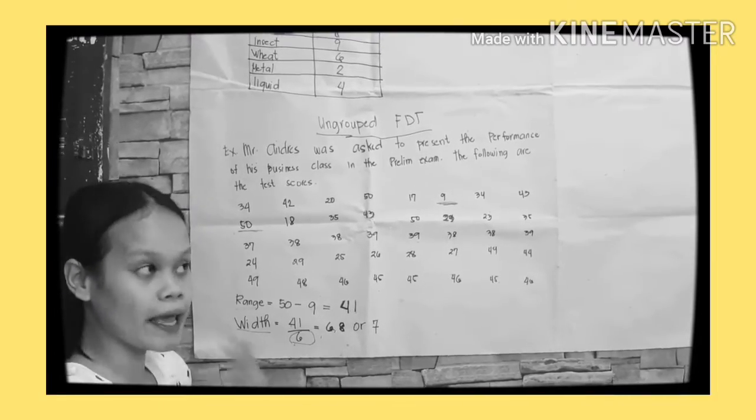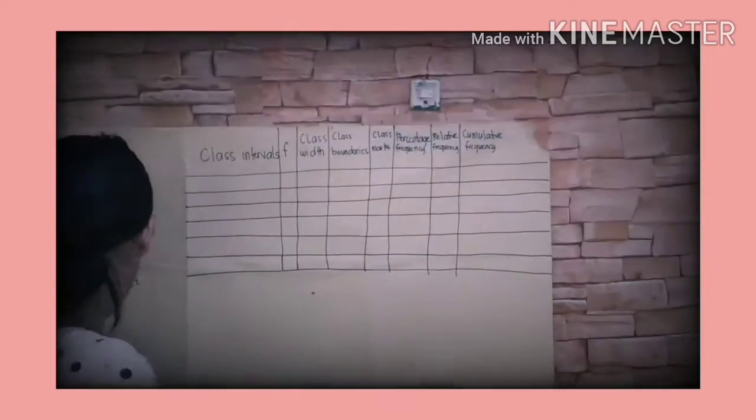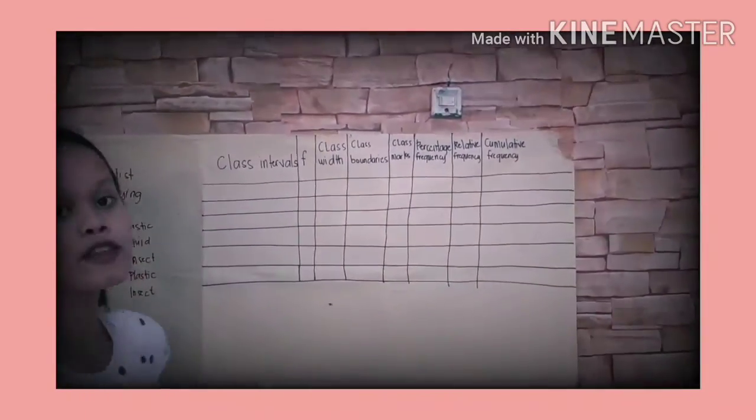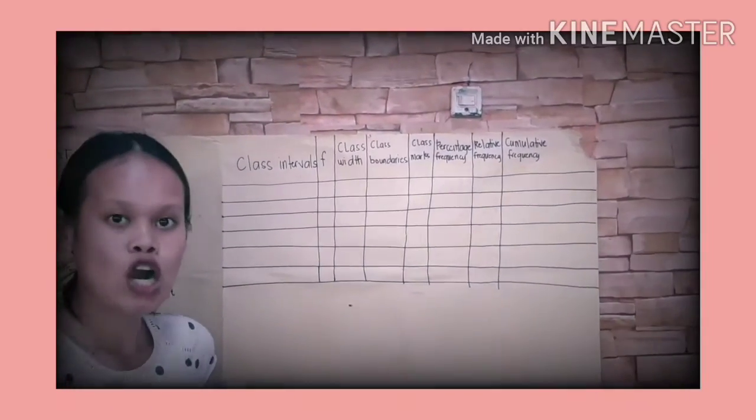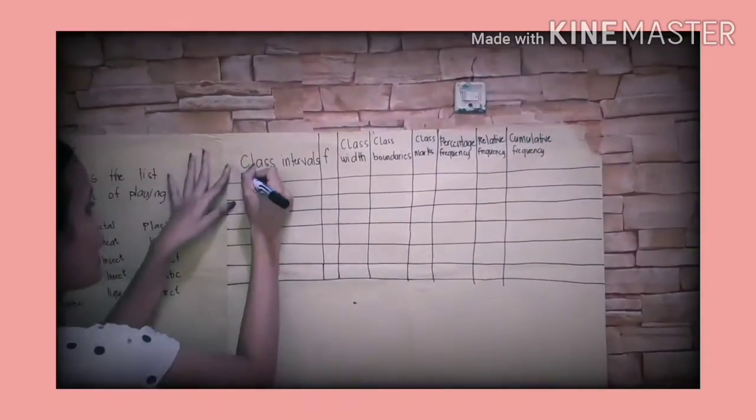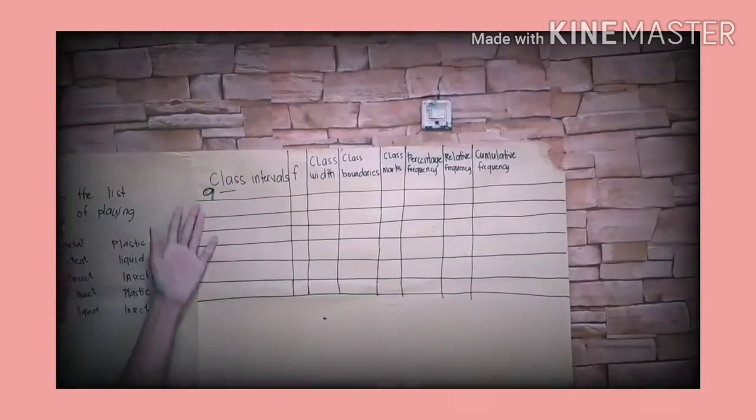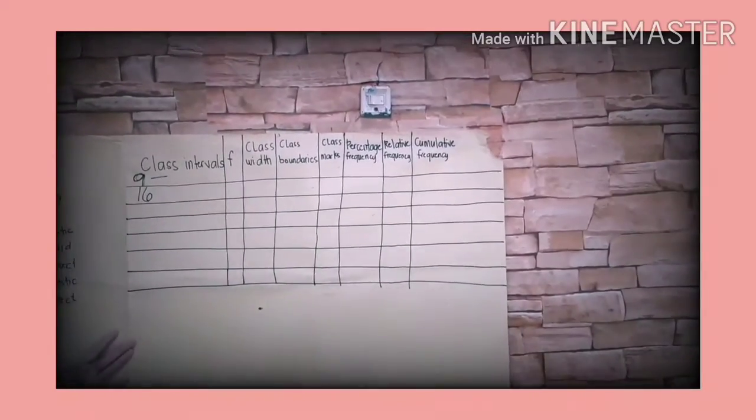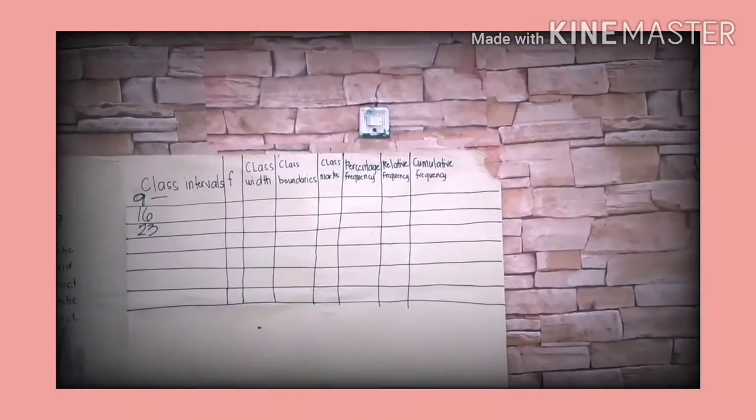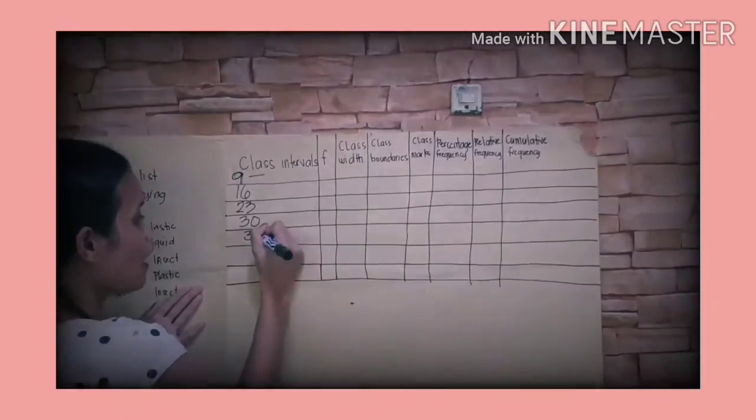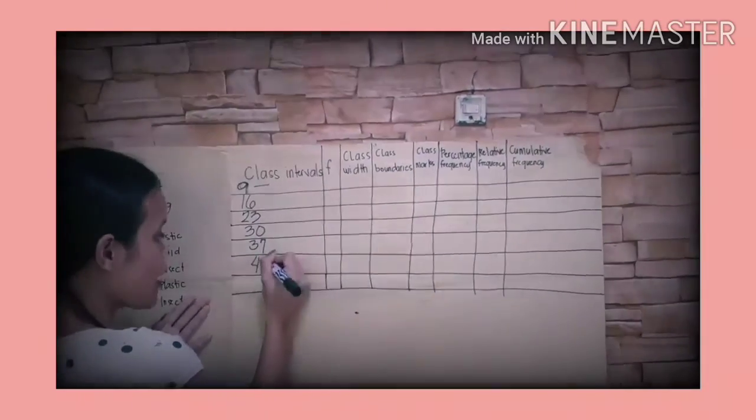So I'm going to show to you the table of the ungroup data. So as you can see earlier that our width is 7 and we already saw the set of data of numbers in the ungroup. So first we're going to find the class intervals. So the lowest number there is 9. So we're going to put the 9 here. So this is your first lower limit. So 9 plus 7 equals 16. 16 plus 7 equals 23. 23 plus 7 equals 30. 30 plus 7 equals 37. 37 plus 7 equals 44.